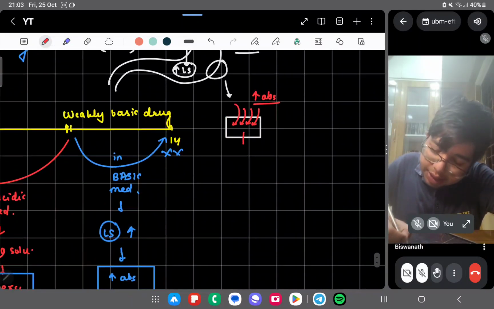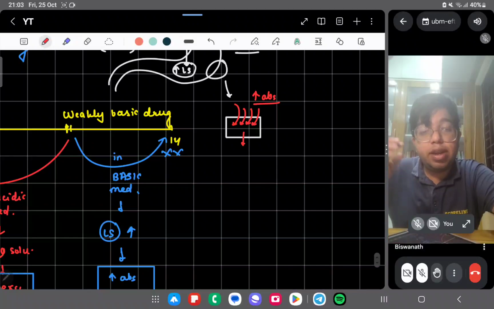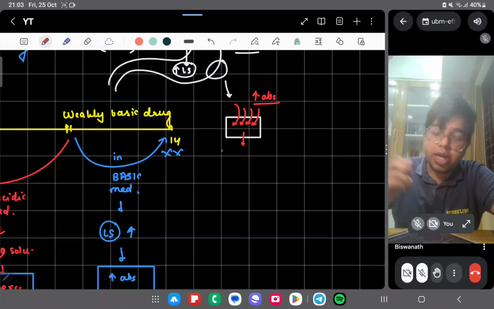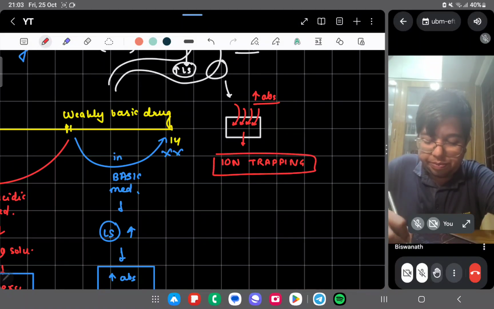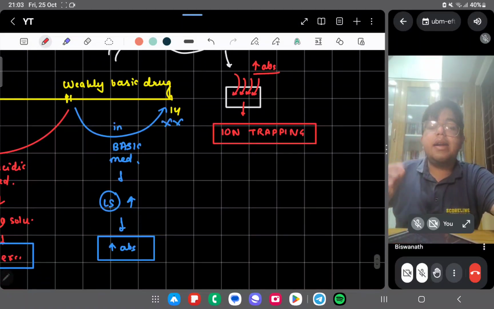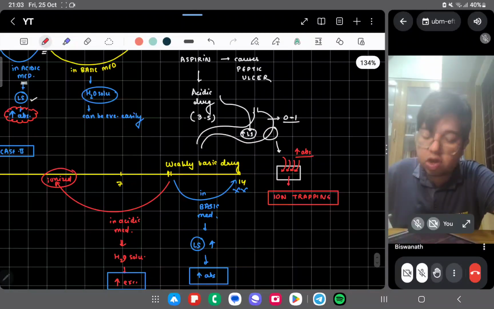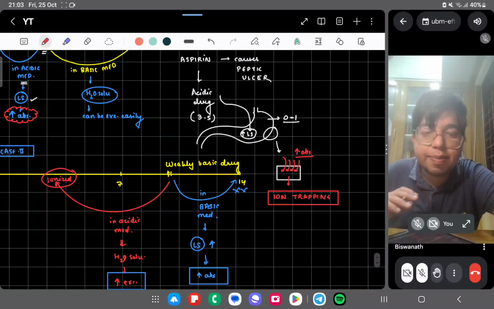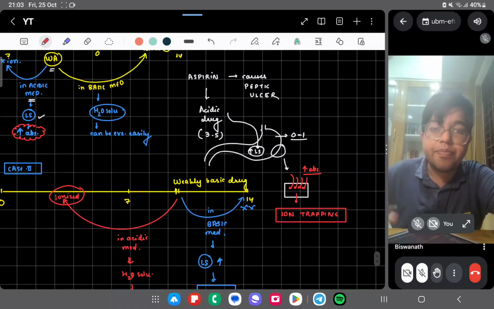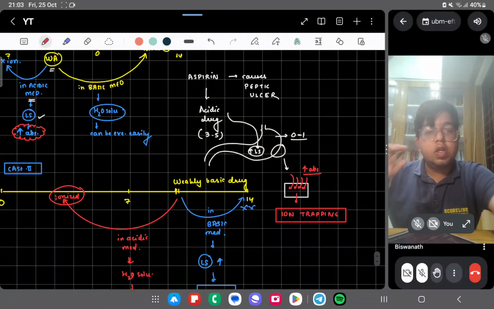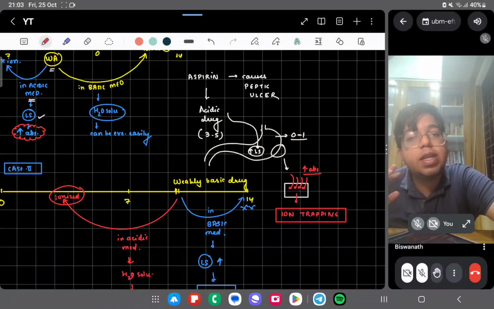And due to this increased absorption, it will remain inside the cell. There will be ion trapping, the phenomenon of ion trapping, right? And this causes peptic ulcer. Understood? This is the concept of why peptic ulcers are caused by aspirin.